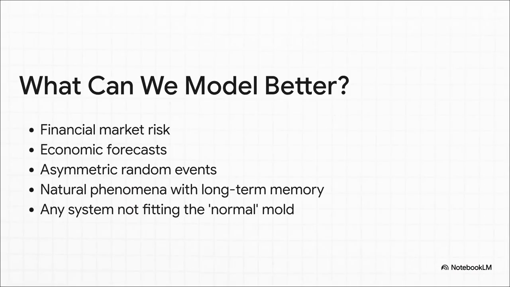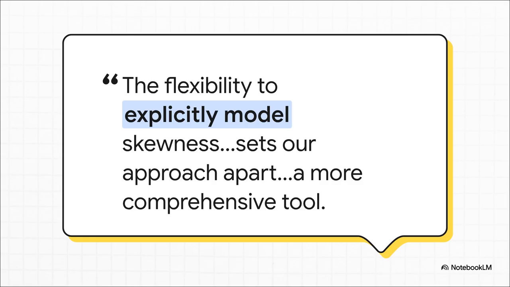Think about it. We can now build far more accurate models for financial risk, maybe finally getting a better handle on what causes market crashes. We can improve economic forecasts. We can better model the lopsided nature of insurance claims. We can even analyze natural events that don't follow the old rules. Basically, any system out there that doesn't fit into that neat normal box is now fair game for much, much better modeling. And really, the authors say it best themselves. The real game changer is being able to explicitly control for that skewness, that lopsidedness, right inside the random noise of the model. It's just a much more complete and realistic toolkit for making sense of the world around us.